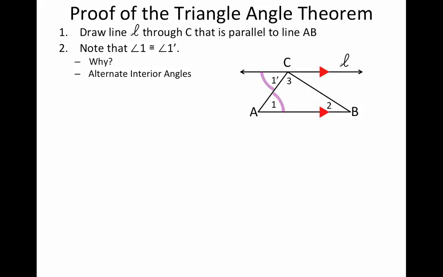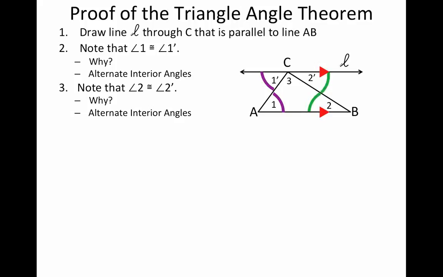The answer is because they are alternate interior angles. They're on alternate sides of the transversal, inside or on the interior of the parallel lines. So therefore they are congruent angles. Now, note the same thing is true for angle 2 and angle 2 prime. Again, why? Because they are alternate interior angles on alternate sides, opposite sides of the transversal, on the inside of the parallel lines.